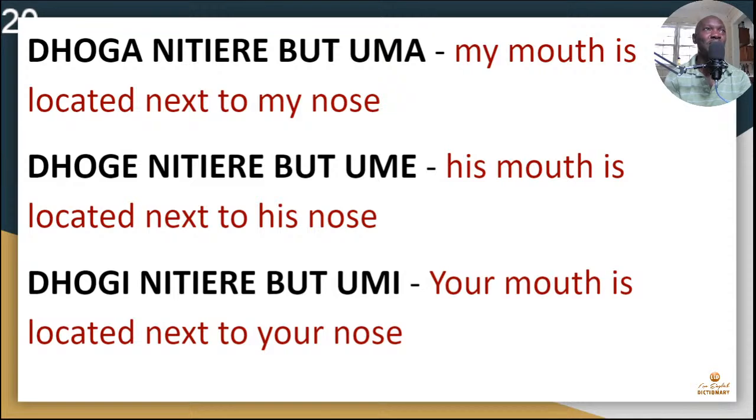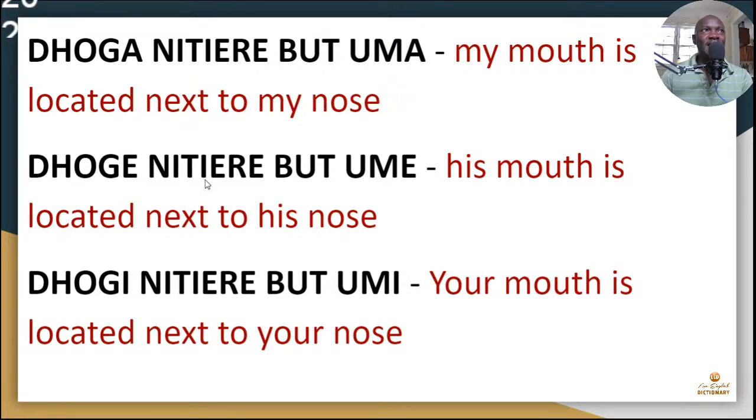Dogga nitiere but uma. Then the second one is doge nitiere but ume. I just changed the possessive version of it and said his mouth is located next to his nose. Doge nitiere but ume. Dogi nitiere but umi. So your mouth is located next to your nose.